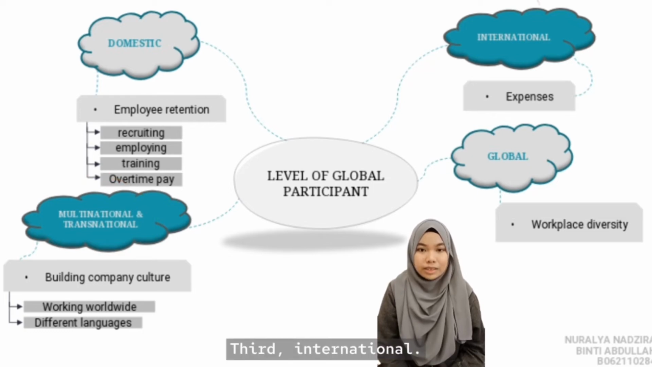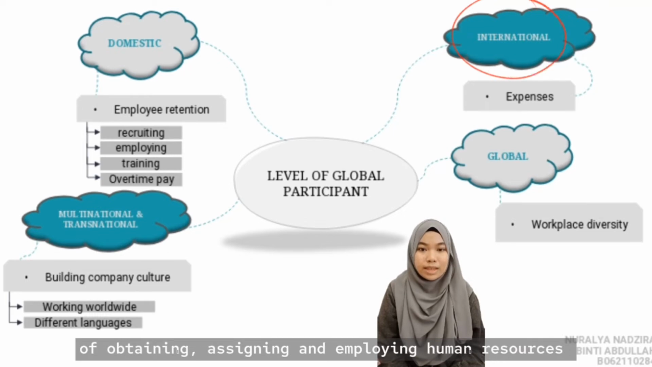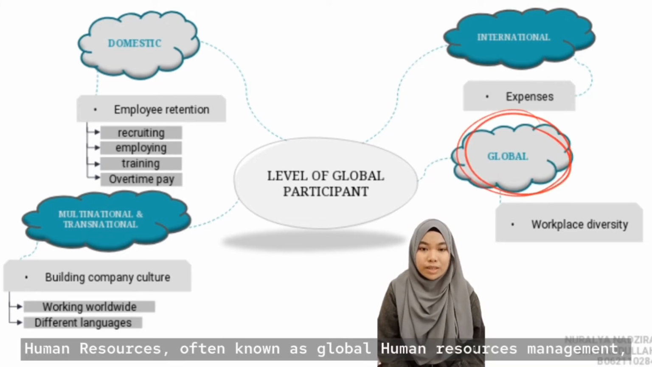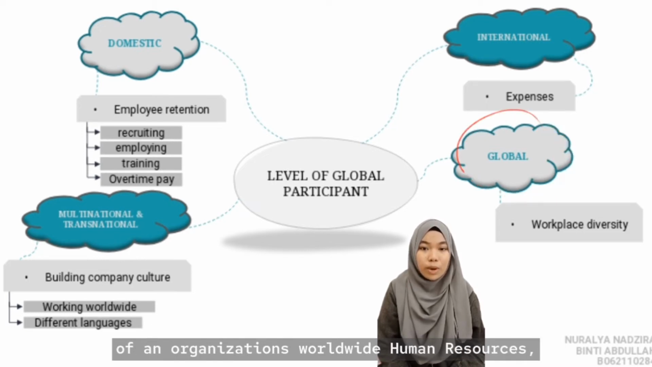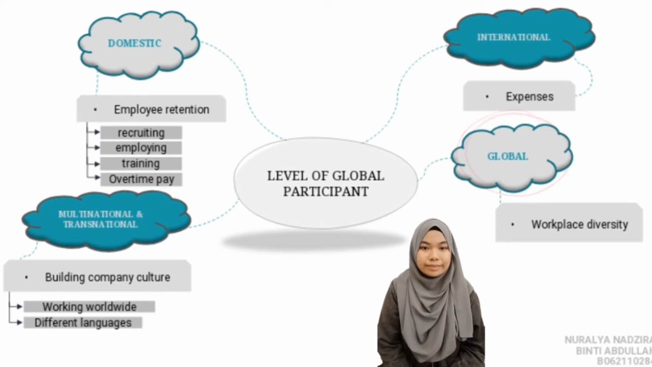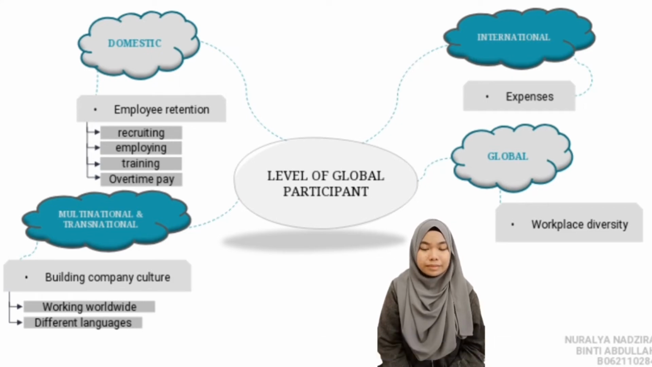Third, international. International human resources management is the process of obtaining, assigning, and employing human resources to meet stated objectives. And the last one, global human resources, often known as global human resources management, is an umbrella word that refers to all parts of an organization's worldwide human resources, payroll, and talent management operations. Next, the issues faced within each level.